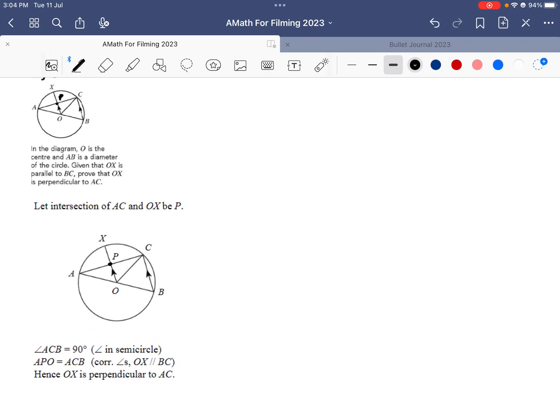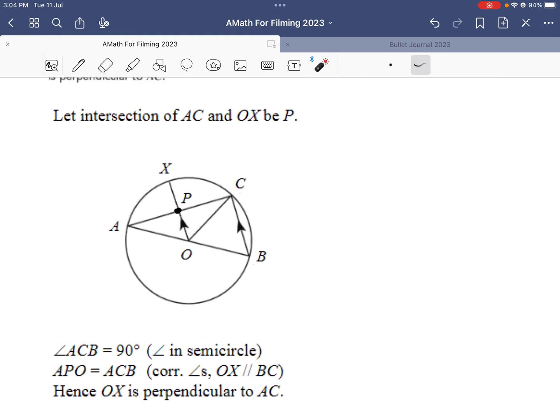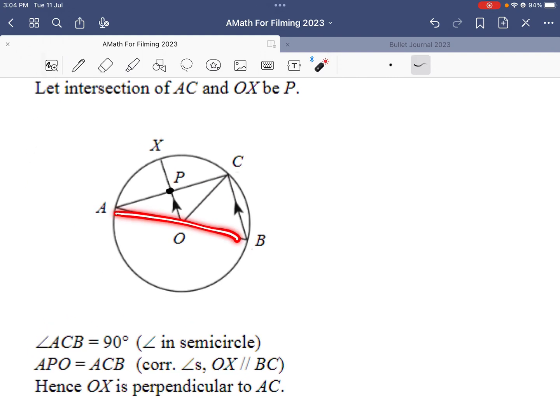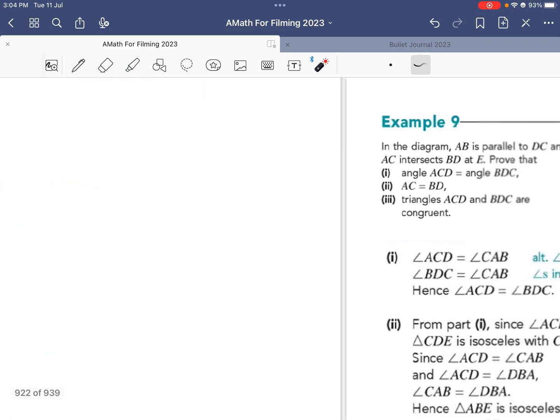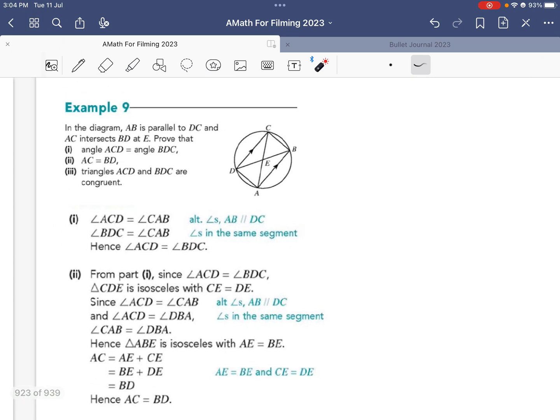So what I can say is this. Angle ACB is equal to 90 degrees. Why is it so? Because angle in a semicircle is 90 degrees. Then I say that angle APO is equal to angle ACB. Why? Because these two lines are parallel, so these are corresponding angles. This is 90, so I also say that APO equals ACB equals 90. So this is 90, this is 90. Quite simply, OX is perpendicular to AC.